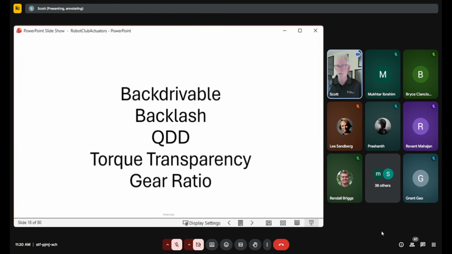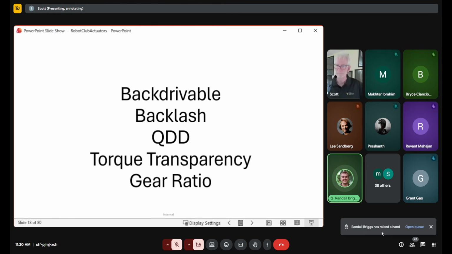So does anyone know what we mean by torque transparency? Randall. Yeah, like you said, that's really related to backdrivability and the gear ratio and the mechanical efficiency, because the goal is that by measuring the current or the torque that you're applying at the actuator point, you can understand what the torque is, or at least closely what the torque is at the output. Yep. So you really know what's going on, and that way it's not lost or filtered out.